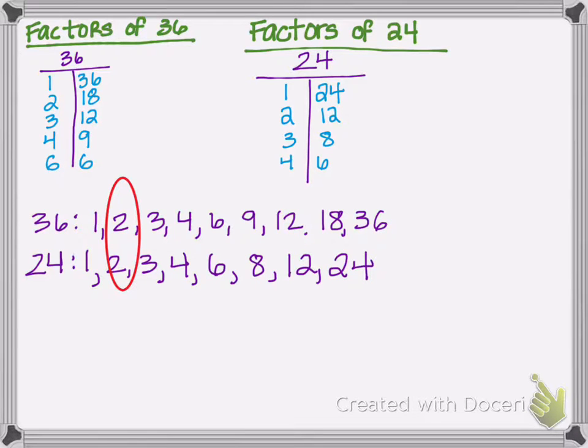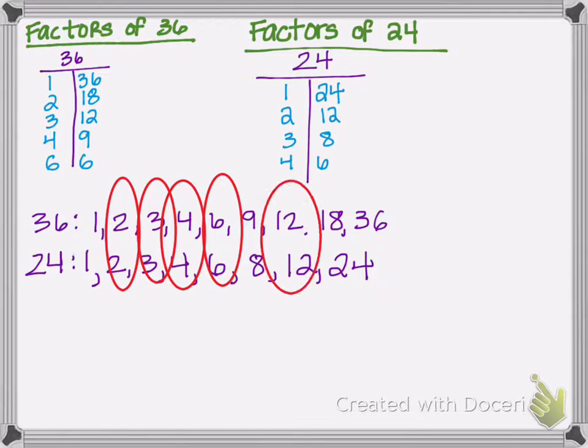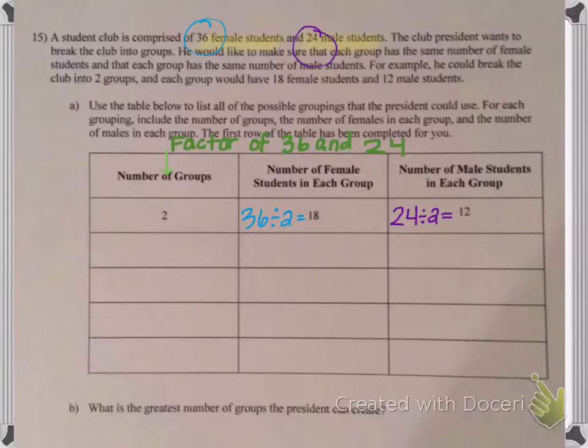We could split them into 2 groups. That was the example you saw on the other page. We could split them into 3 groups, 4 groups, 6 groups, or 12 groups, because those are the factors that the numbers 36 and 24 have in common. Since we've already done 2 groups as the example, we're going to start with 3 groups, and then we will do 3, 4, 6, and 12 groups. So we've determined that the common factors are 3, 4, 6, and 12. So those are going to be the different numbers of groups that the club president can divide his club into.